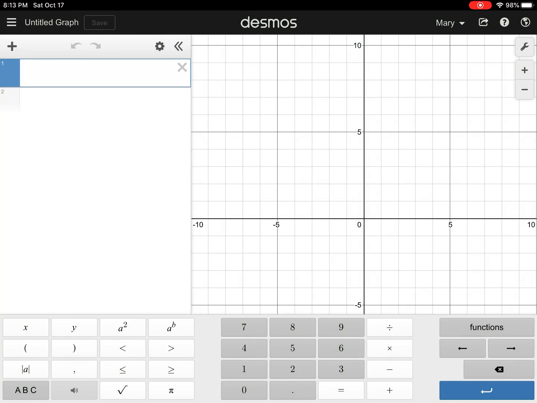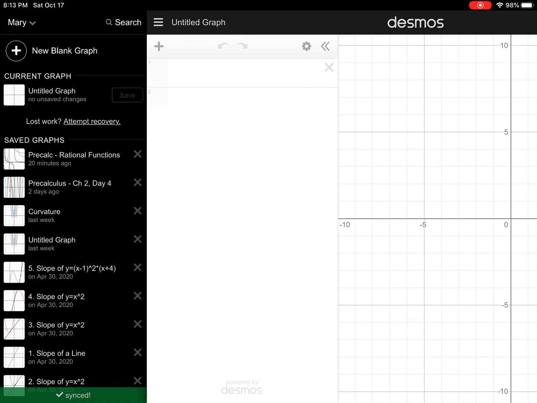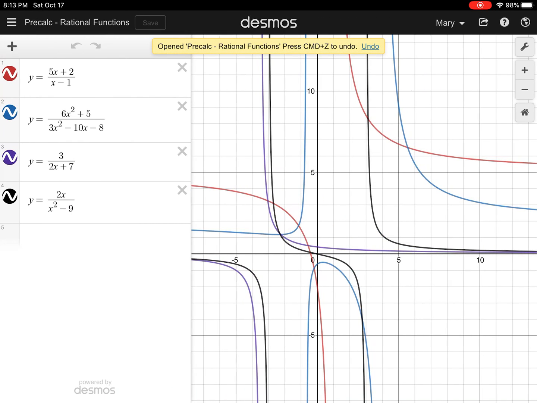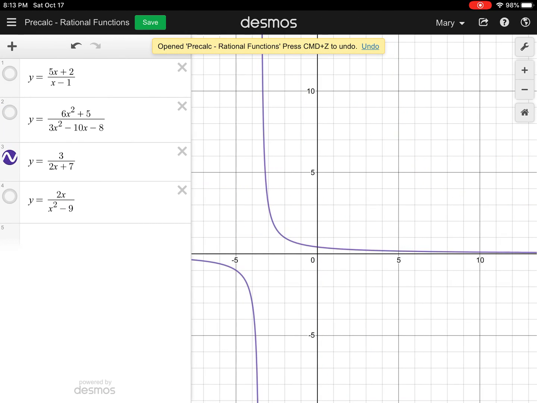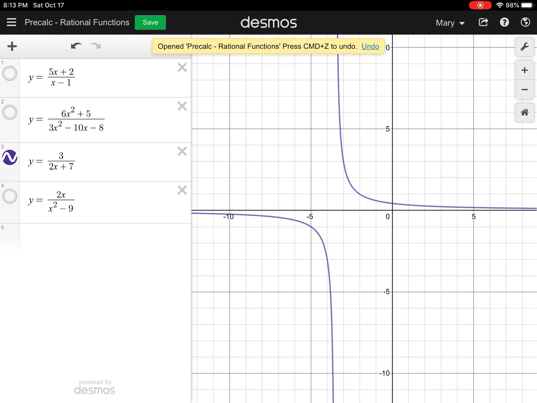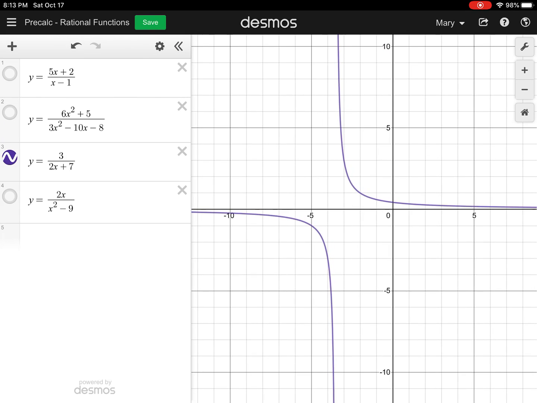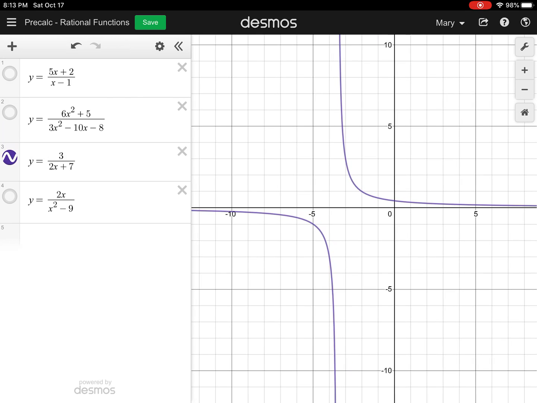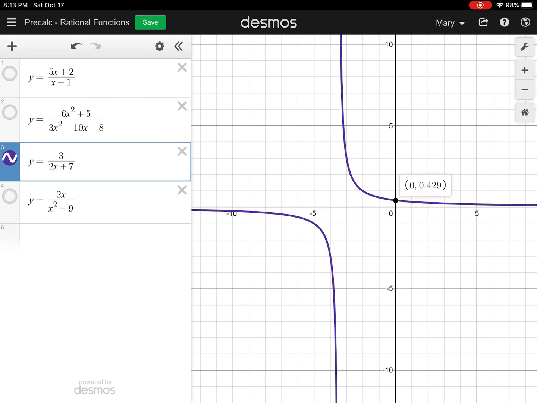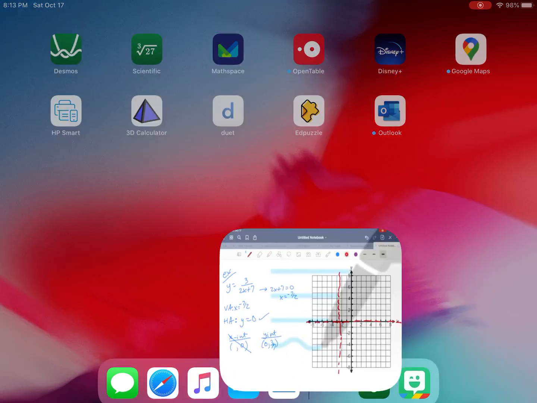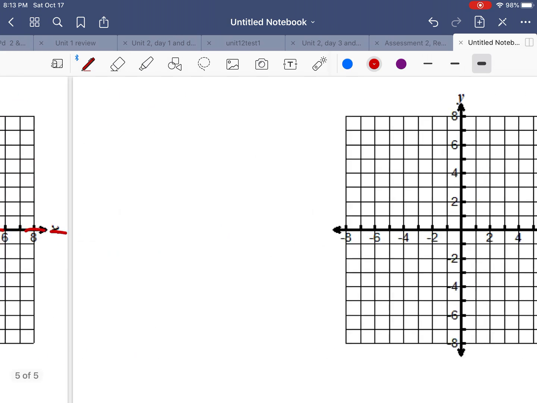Oh, come on, you silly thing. Oh my goodness, I just had this open. All right, so let's turn these other guys off, and there's that graph right there. So notice it's not touching the x-axis. Notice my y-intercept right there. I can't get it to go, but it looks like 3 over 7 right there. Oh, there it is. Okay. All right, so let's go back and do our last example.